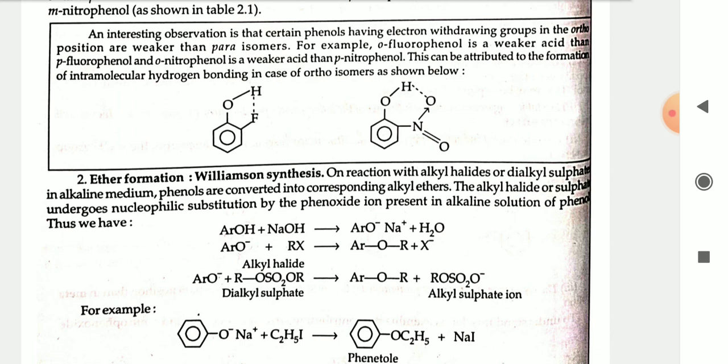Thus we have ArOH plus NaOH, which will give ArO negative Na positive plus water. ArO negative plus RX will give ArOR plus X negative. ArO negative plus ROSO2OR, called dialkyl sulfate, will form ArOR plus alkyl sulfate ion.